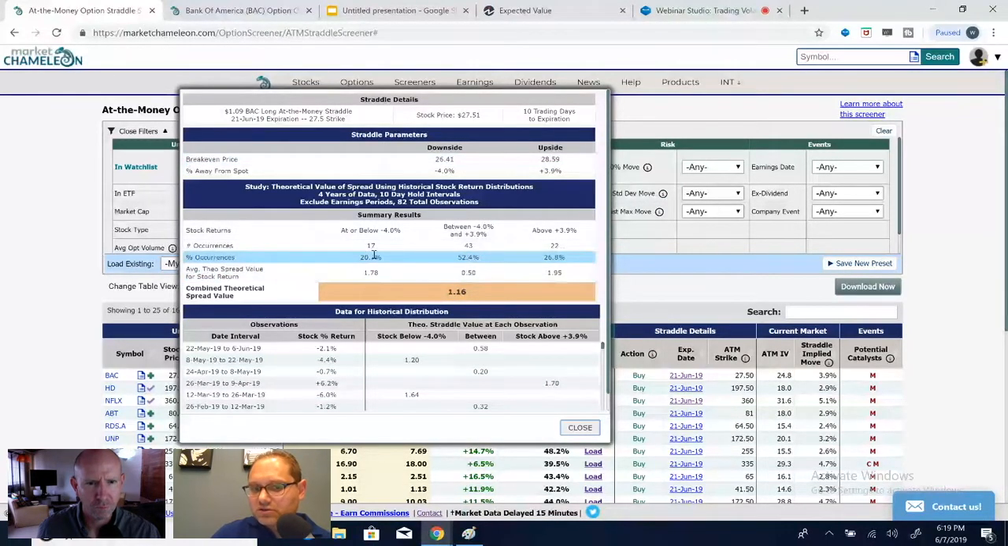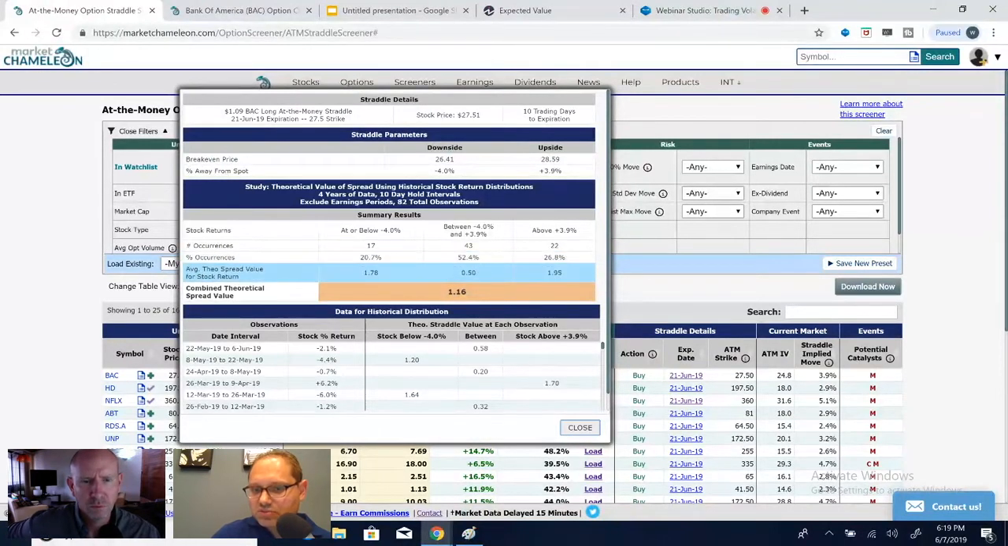So just like we did, multiplied the probability times outcome, probability times outcome, probability times outcome. The expected value, basically, if you did this over and over and over again for 10 trading days for a 4-year history, that's what the expected value is, or $1.16. Does that make sense?